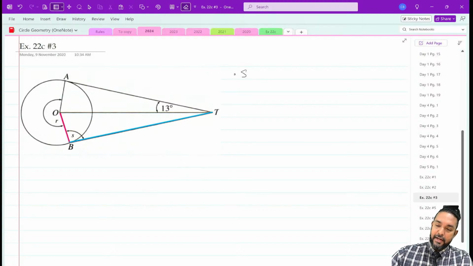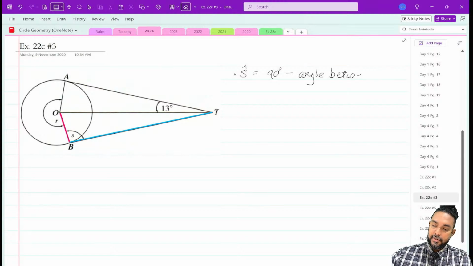So we can say that angle S is equal to 90 degrees because the angle between a tangent and radius is 90 degrees.